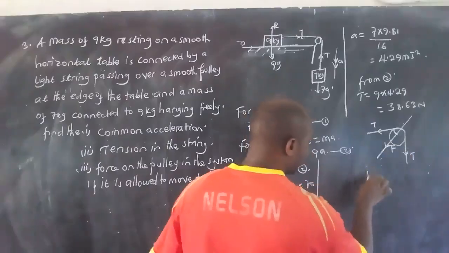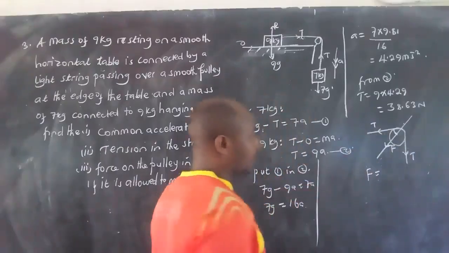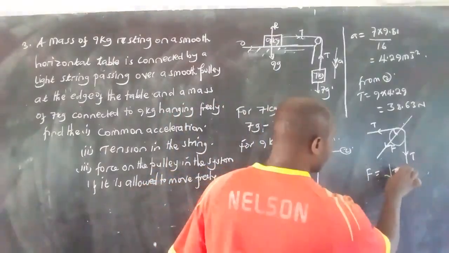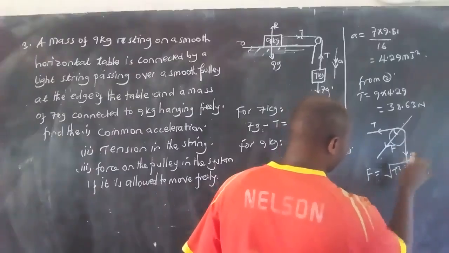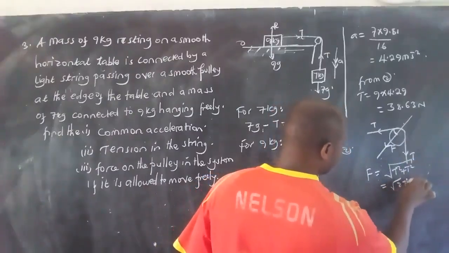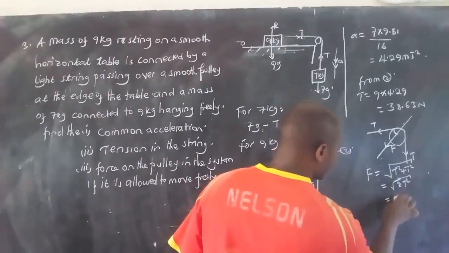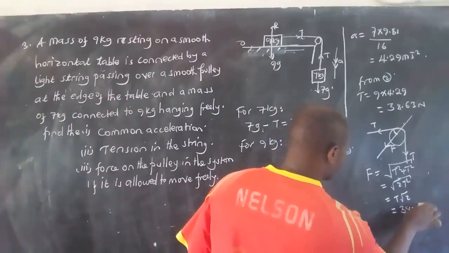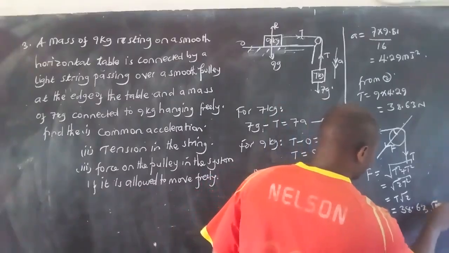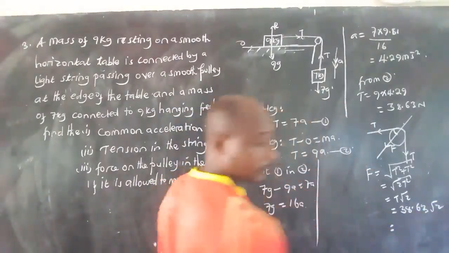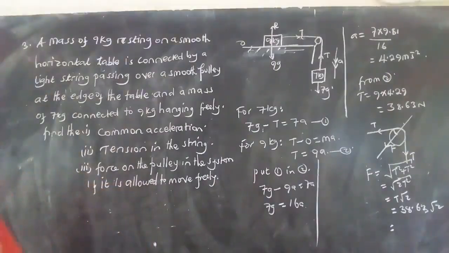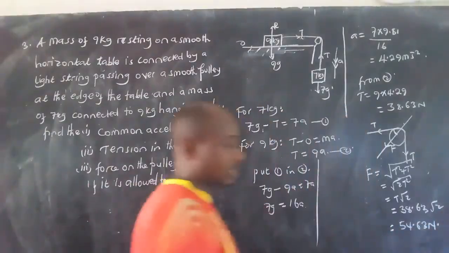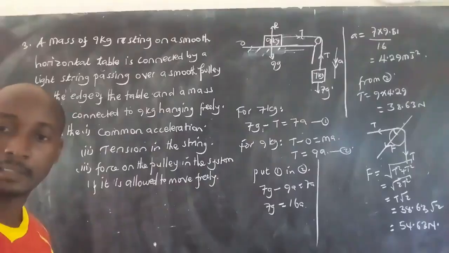what? So F, meaning that it's like a triangle which has opposite as T and adjacent as T. So it will be the square root of T squared plus T squared, which will become the square root of 2T squared, which is T square root of 2, which will now become 38.63 square root of 2. So what do we get in this case? So our force will now become 54.60 newtons.